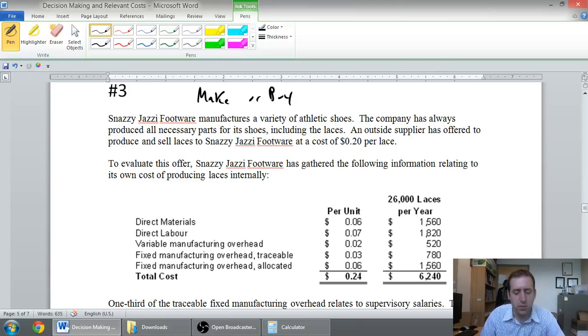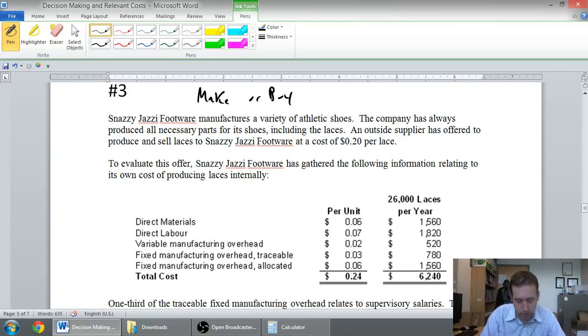Snazzy Jazzy Footwear manufactures a variety of athletic shoes. The company has always produced all necessary parts for its shoes, including the laces. An outside supplier's offer to produce and sell laces to Snazzy Jazzy Footwear at a cost of 20 cents per lace. To evaluate this offer, Snazzy Jazzy Footwear has gathered the following information relating to its own cost of producing laces internally. So this company makes shoes. They make all parts of the shoe, including the shoelace, and now they're thinking, well, maybe we should buy our shoelace from somebody else and maybe they can do it cheaper.